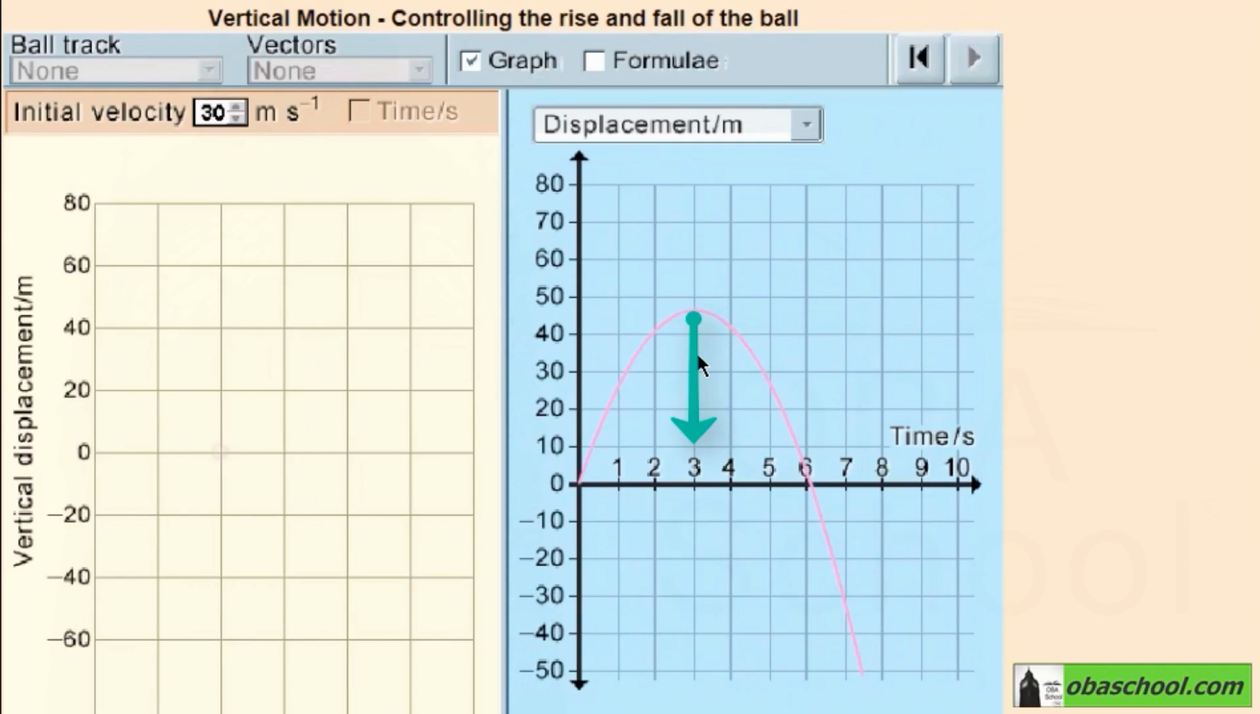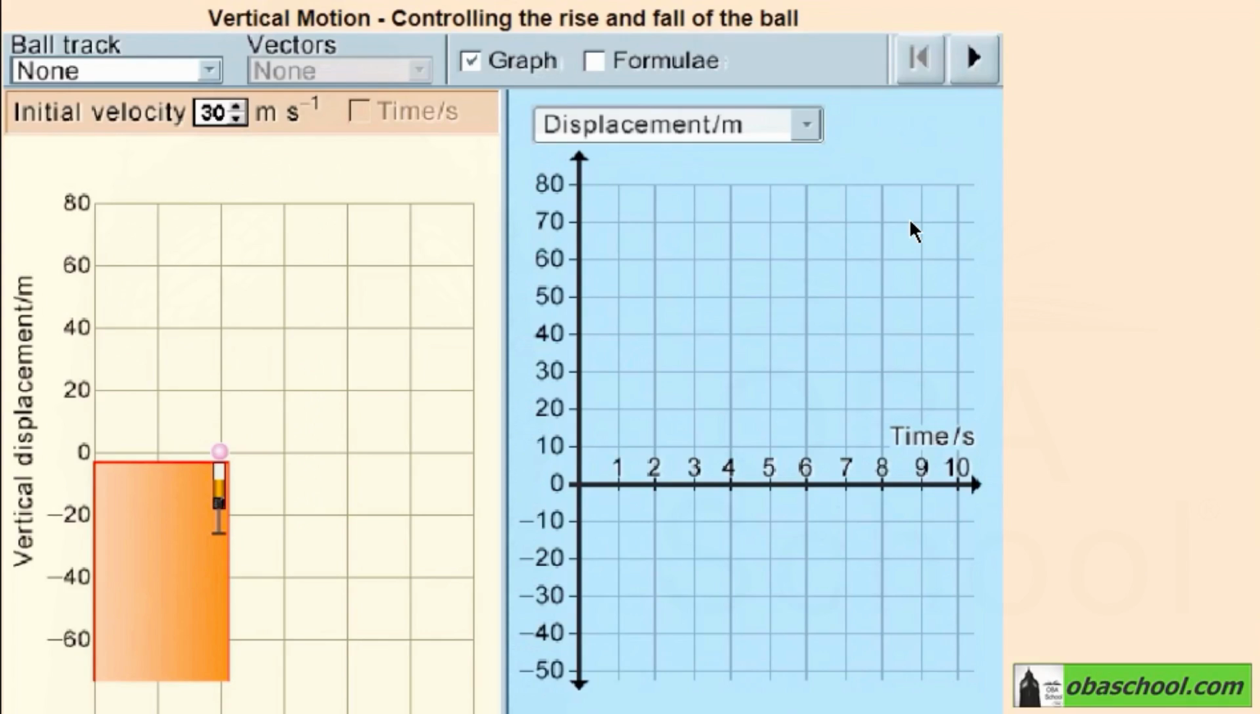Now let's click Reset, and we're going to try 2 initial velocities, where one is twice the other. First, we have investigated the 20 meters per second, so now we will test the 40 meters per second. Let's click play, and observe the ball as it's going up and then going down.